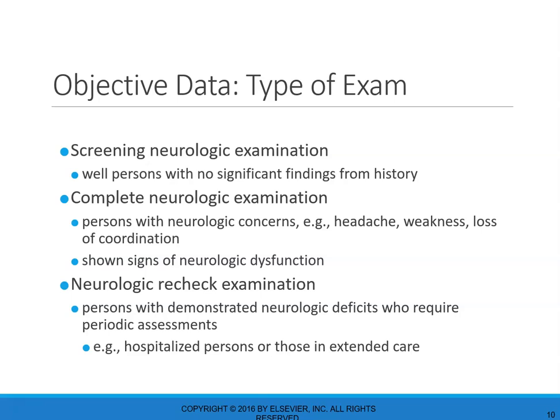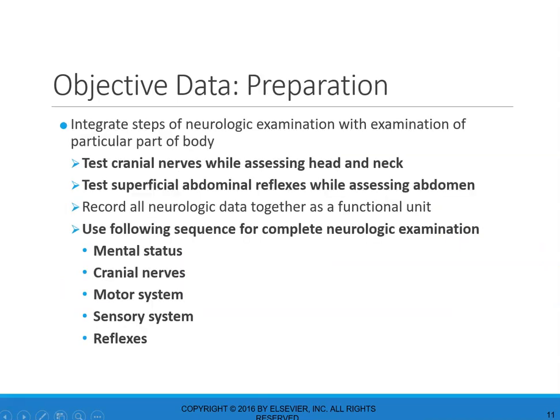So if a person has had severe headaches, a weakness of unknown origin, or loss of coordination, anything like that, or signs of neurologic dysfunction, that's when you're going to do a complete neurologic examination. A complete neural exam includes, like I said before, mental status, cranial nerves, motor system, the sensory system, and reflexes.